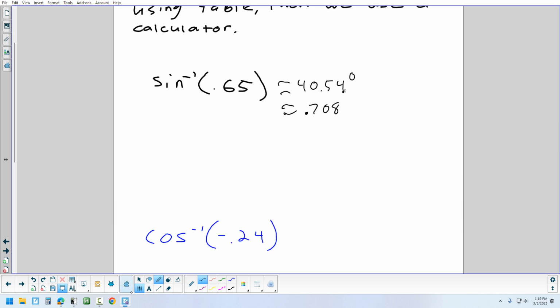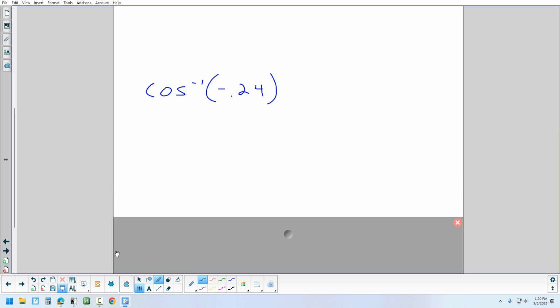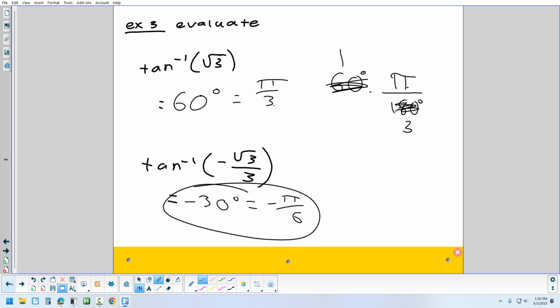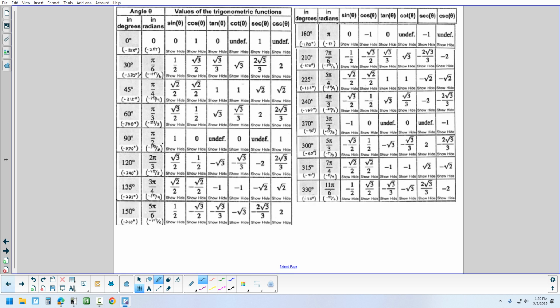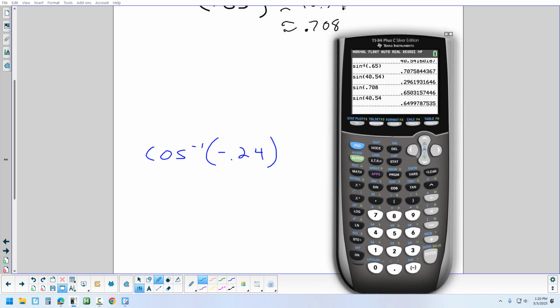All right. Let's try inverse cosine of negative 0.24. Are we going to use the chart or are we going to use the calculator? Calculator. Why not the chart? Because it's not on the chart. Negative 0.24 is just not a number you're going to find on the chart. Okay, so how do I type that in if I want the answer in degrees? Make sure it's in degrees. Okay, already in degrees, so that's good. Second cosine, negative 0.24.